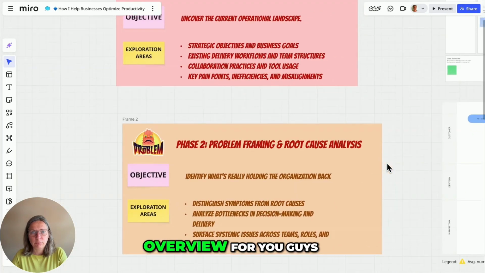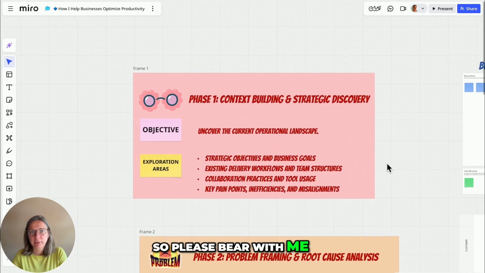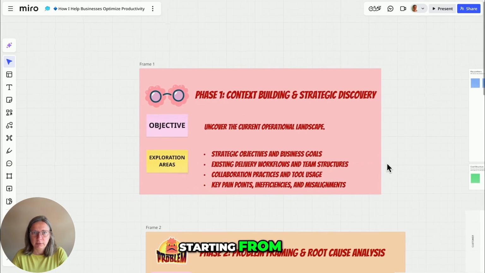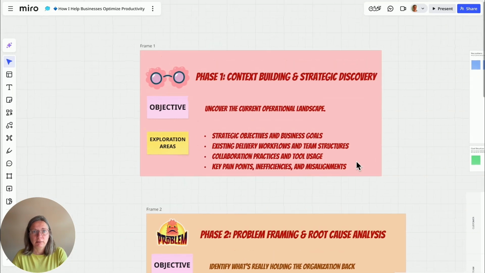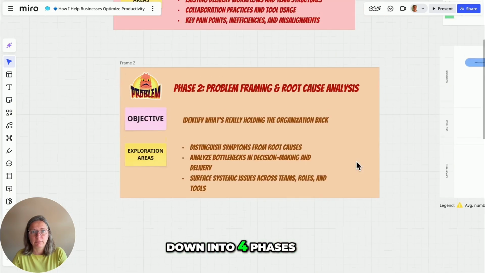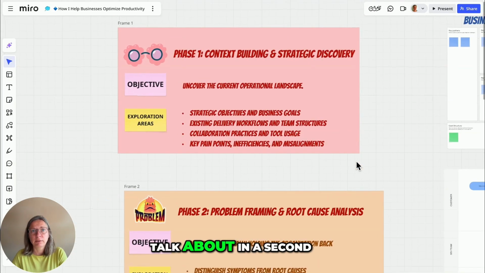I've prepared a small overview for you guys, so please bear with me. There are kind of 4 phases that are critical, in my opinion, before even moving to the implementation of the changes and any change initiatives. So I've broken it down into 4 phases, which I'm going to talk about in a second, one by one.